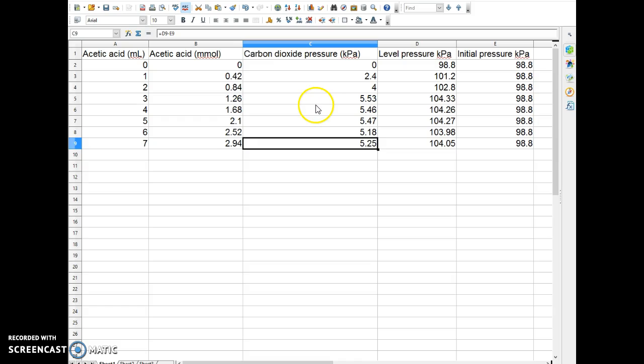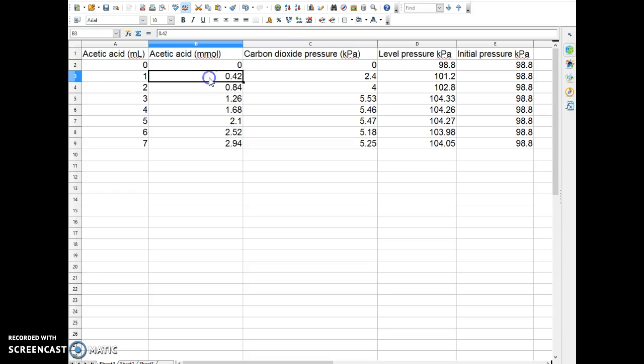Now on the other slides I showed you how, even before the lab perhaps, to calculate the number of millimoles given the number of milliliters of acid. We multiplied the number of milliliters of acid you added by the molarity of the acid, 0.42, and with each one of these runs, 1, 2, 3, 4, 5, 6, 7 milliliters, we had the same increase in the number of millimoles.